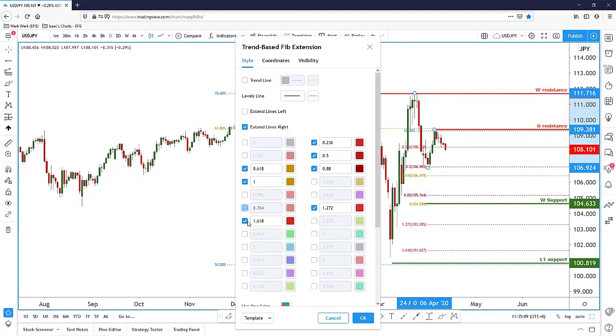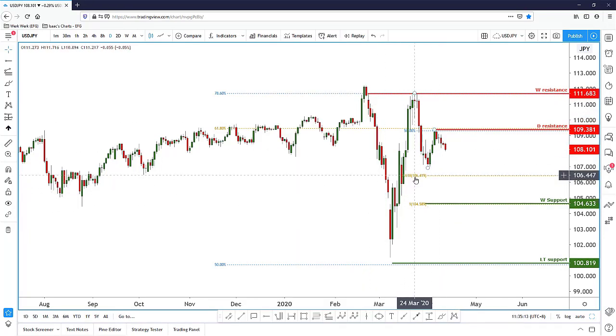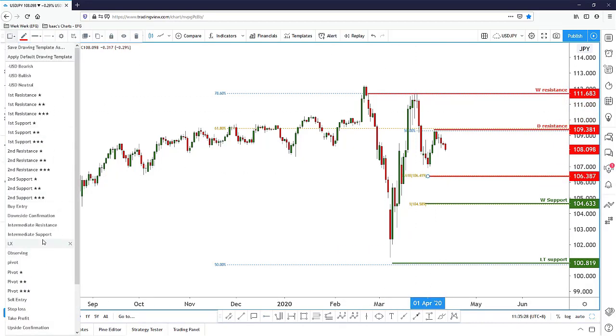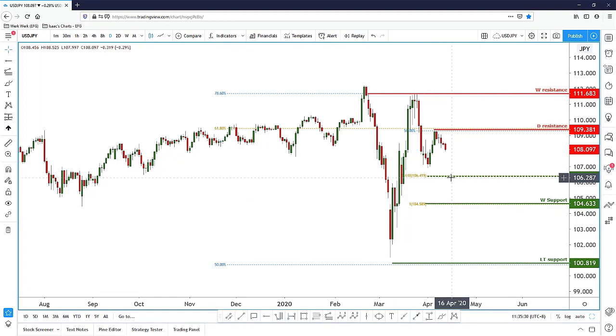The key levels for extensions are usually 61.8 and the one time. So the 100% actually falls right on the weekly support. Now, the 61.8% which falls here has no graphical support, so we can call this our intermediate support. Right, it will be an intermediate support.